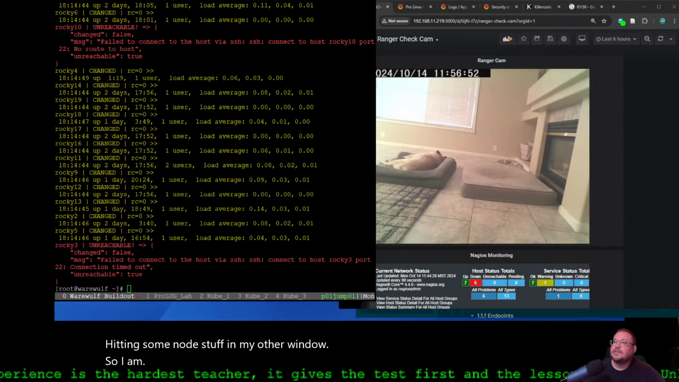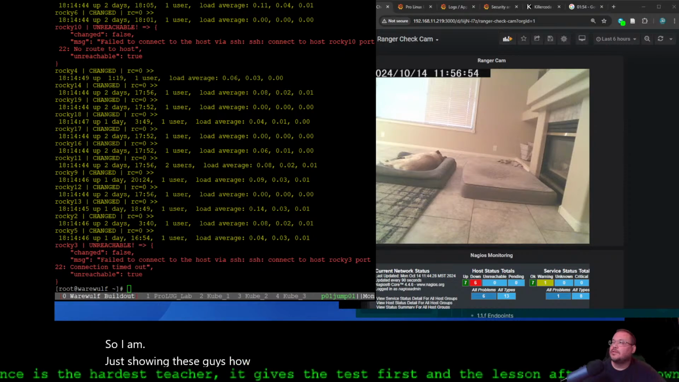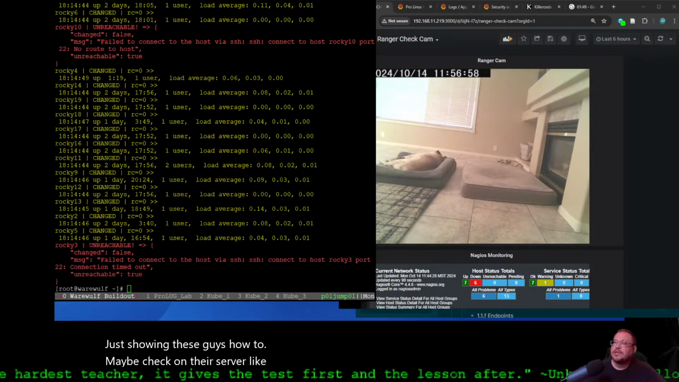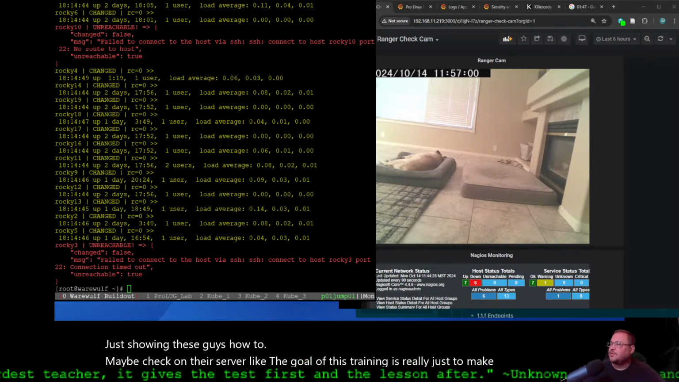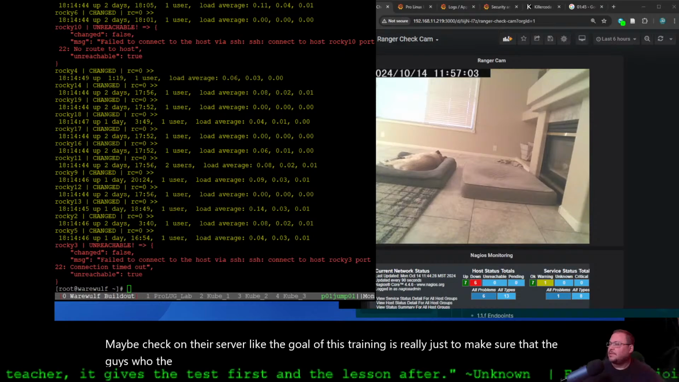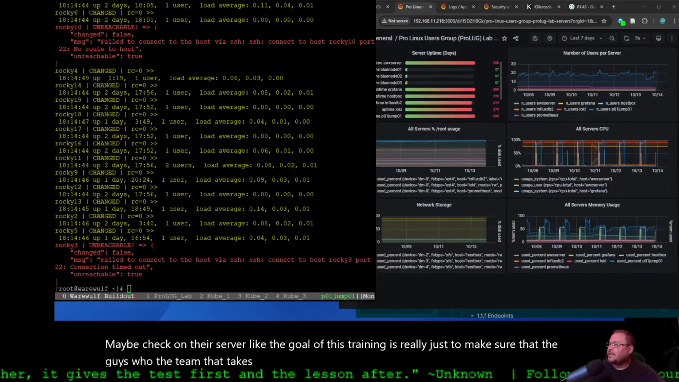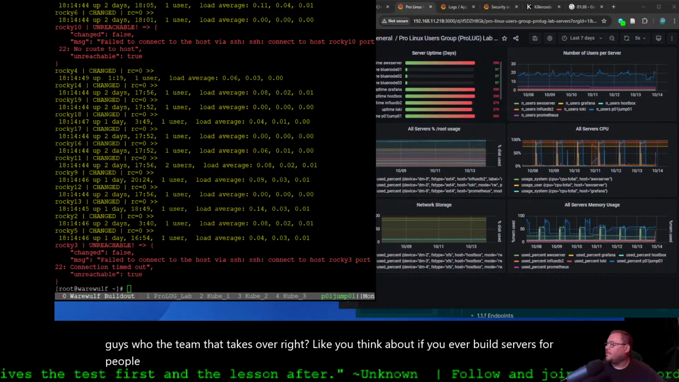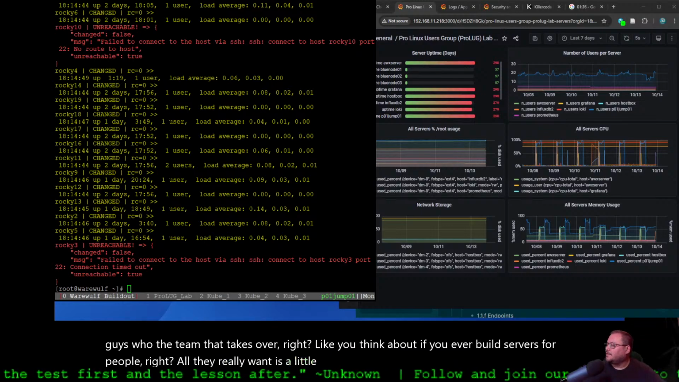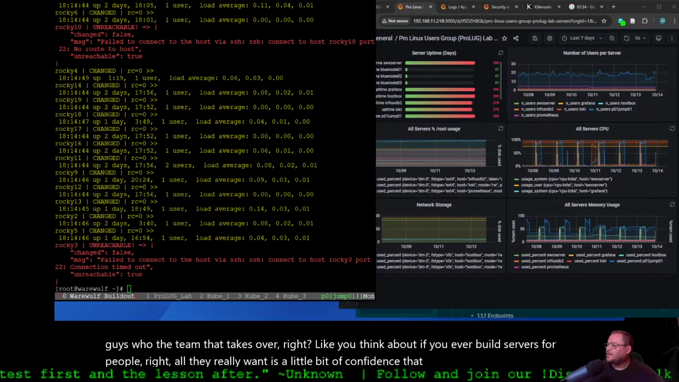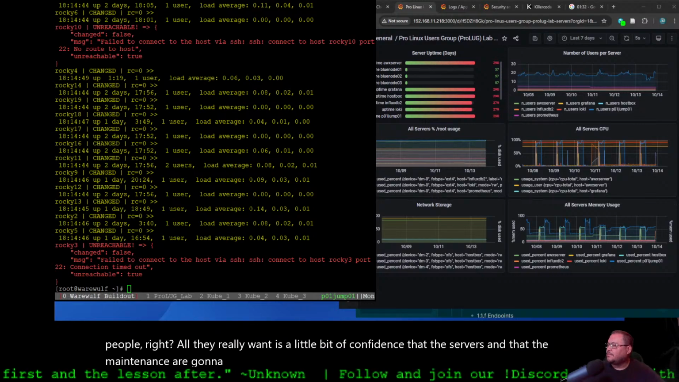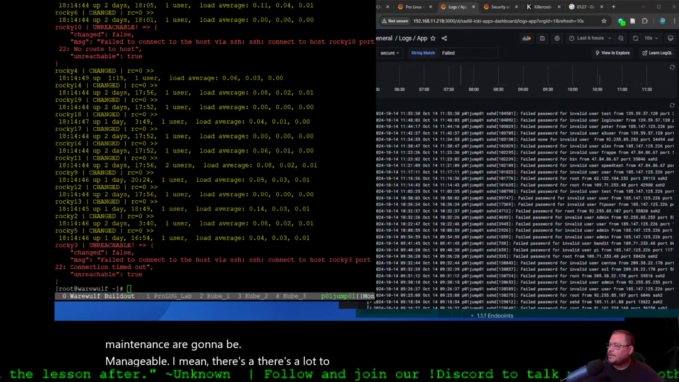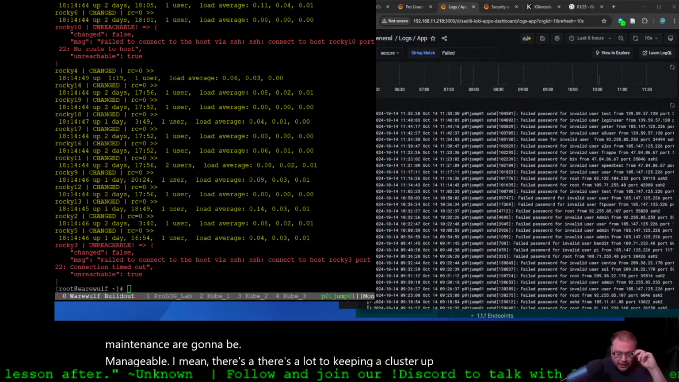So I am just showing these guys how to maybe check on their server. The goal of this training is really just to make sure that the team that takes over, you gotta think about it, if you ever build servers for people, all they really want is a little bit of confidence that the servers and the maintenance are going to be manageable.